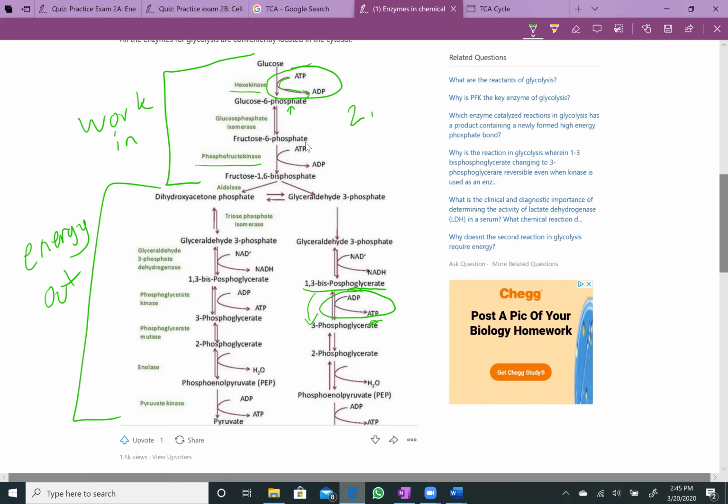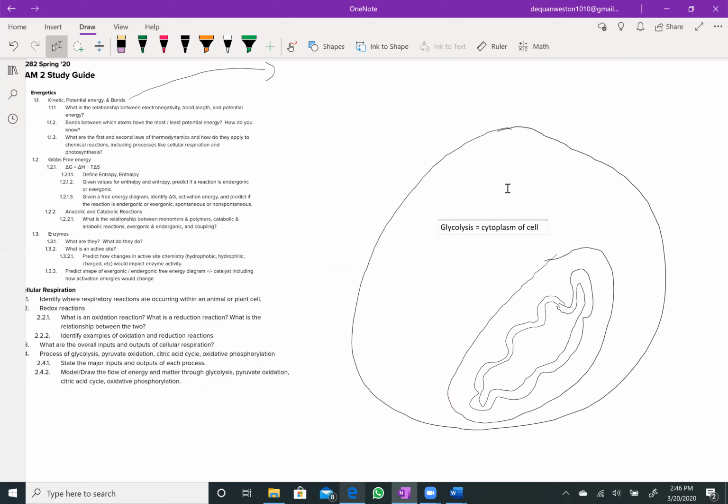So now that we have these pyruvates, we need to convert this pyruvate to something that we can work with. There's a phase called pyruvate oxidation, and it's done by the pyruvate dehydrogenase complex. And this happens in the outside wall of the mitochondrial cell. So, pyruvate oxidation.